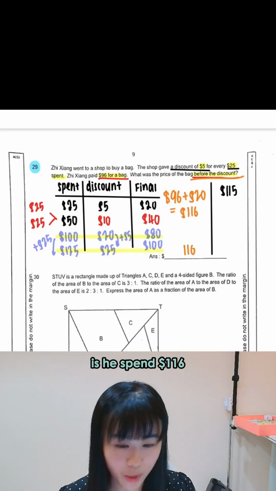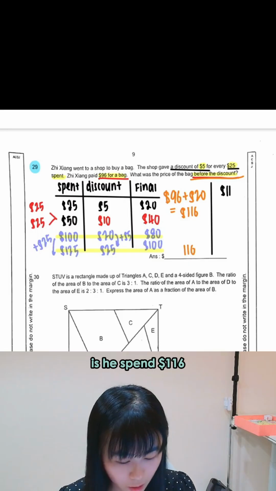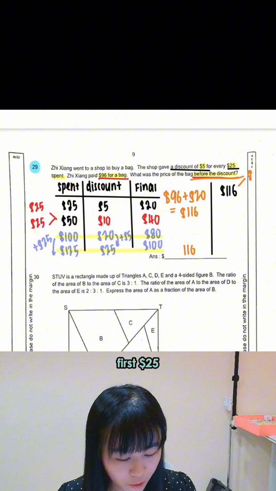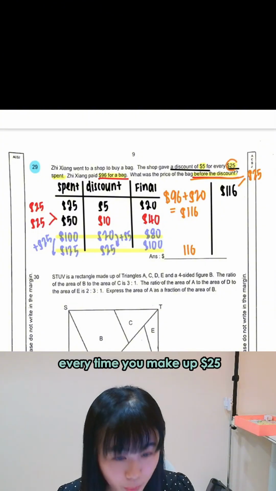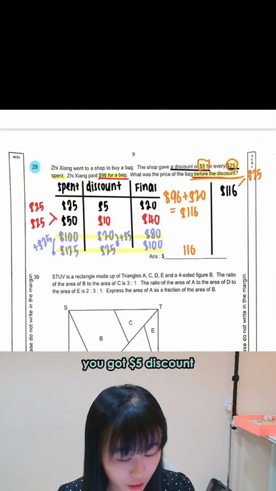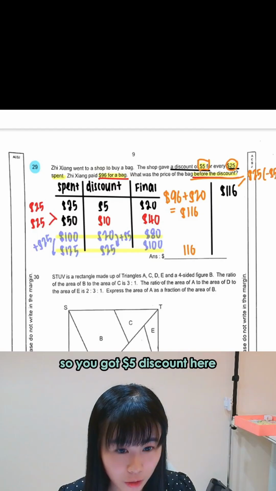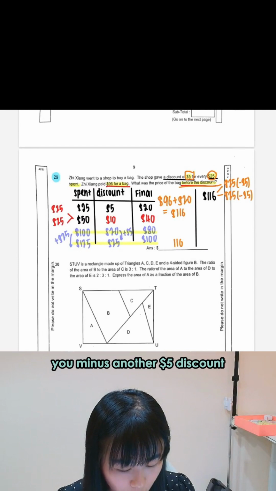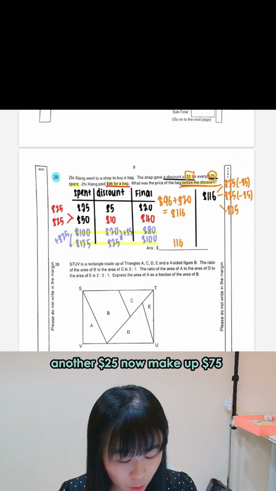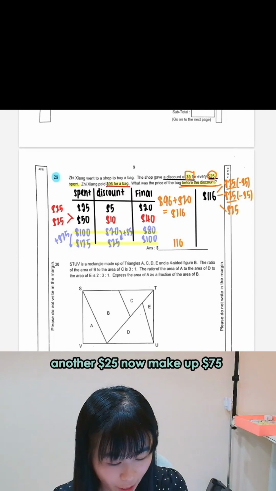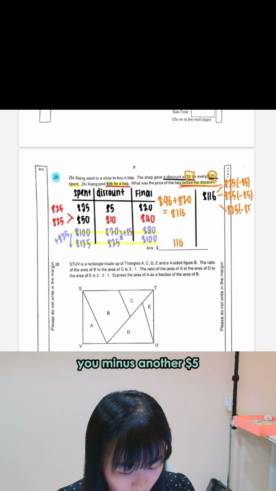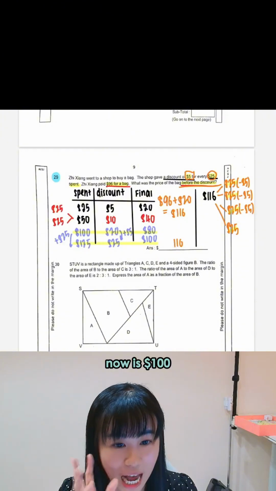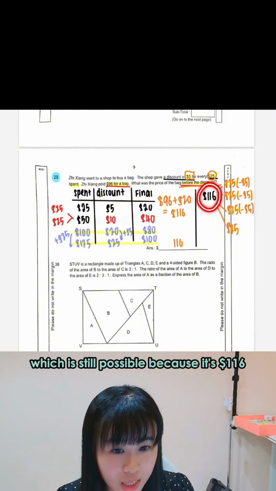Okay, so how do you check your answer? She spent $116, correct? So you ask yourself, $116 can make up how many $25? First $25, every time you make up $25, you got a $5 discount. So you got a $5 discount here. Another $25 makes up $50, you minus another $5 discount. Another $25 now makes up 25, 25, 25, now 75. You minus another $5. Then still can. 25, 25, 25, 25, now it's 100, which is still possible because it's 116.